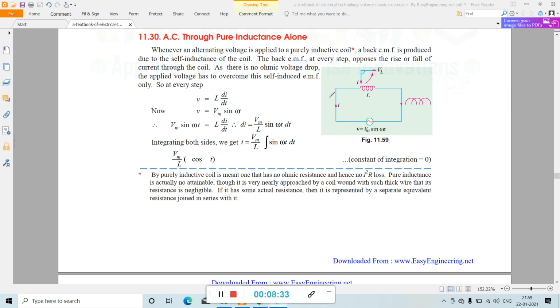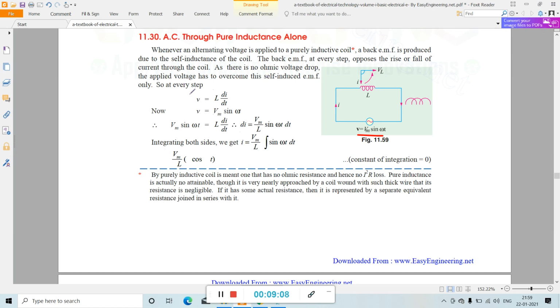Whenever an alternating voltage, V equal to Vm sin omega t, is applied to a purely inductive coil, this is the purely inductive coil L, a back EMF is produced due to the self inductance of the coil. The back EMF at every step opposes the rise or fall of current through the coil. As there is no ohmic voltage drop, the applied voltage has to overcome this self-induced EMF only.